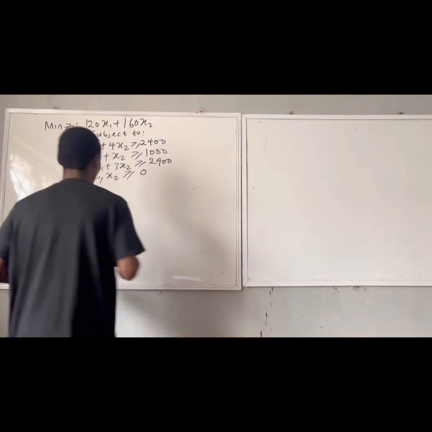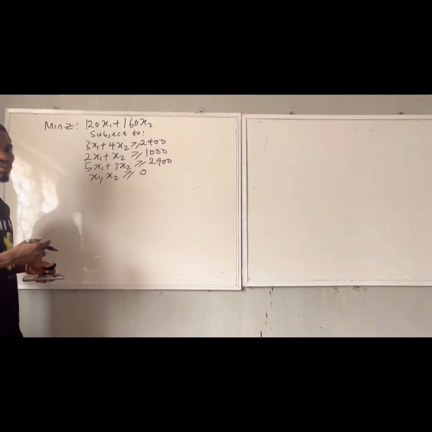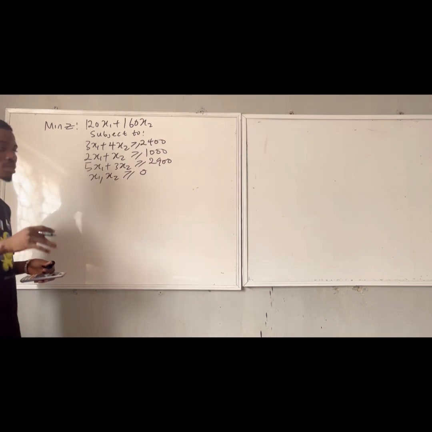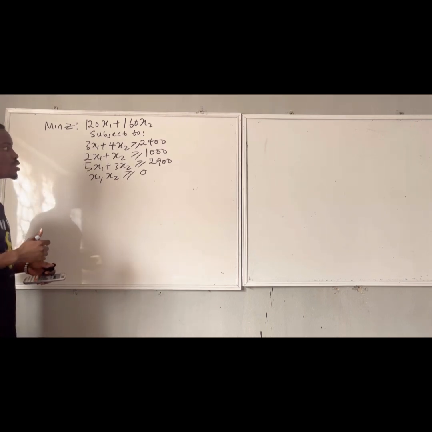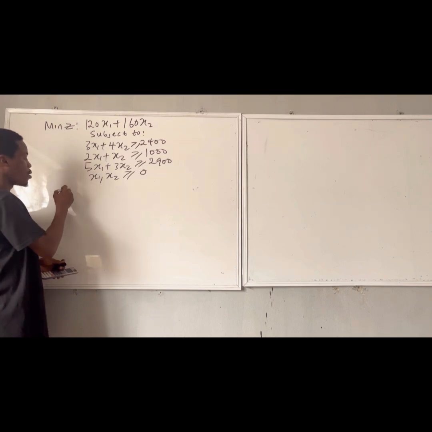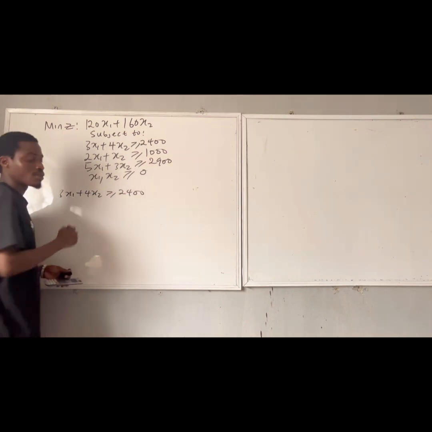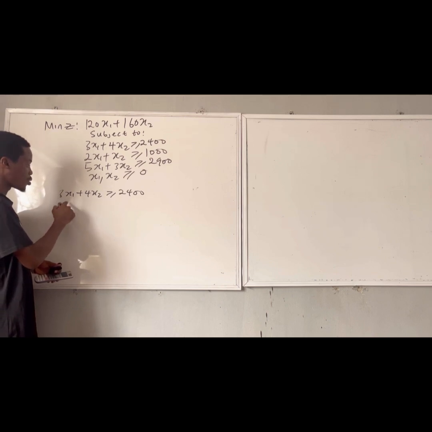So let's start from the first constraint. We want to solve this using the graphical method. Before we can solve this, we have to get values for the constraint so that we're able to plot it on the graph. On the first constraint, we have 3x1 plus 4x2 greater than or equal to 2400. This is the first constraint. If x1 is equal to what?